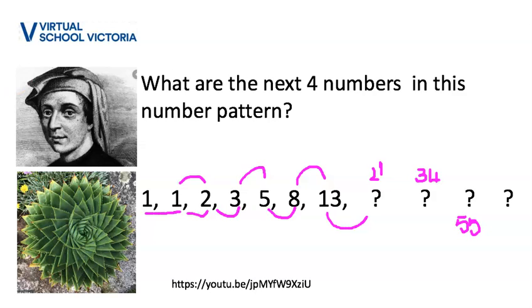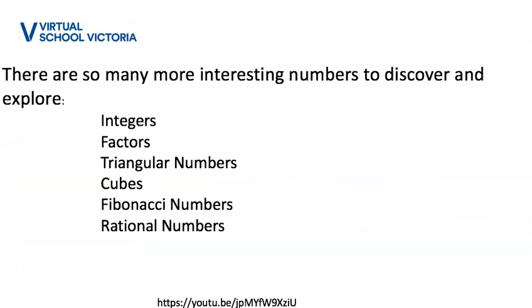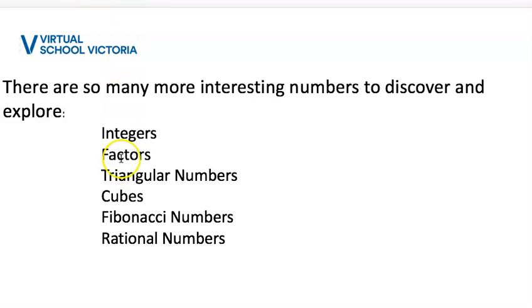And finally, there are so many numbers that we didn't cover. For example, integers and factors and triangular numbers and cubes. And we could have done rational numbers in a little bit more detail. Now, that is only a small portion of all the numbers that we have in our number system. It would be wonderful if you went and investigated more.